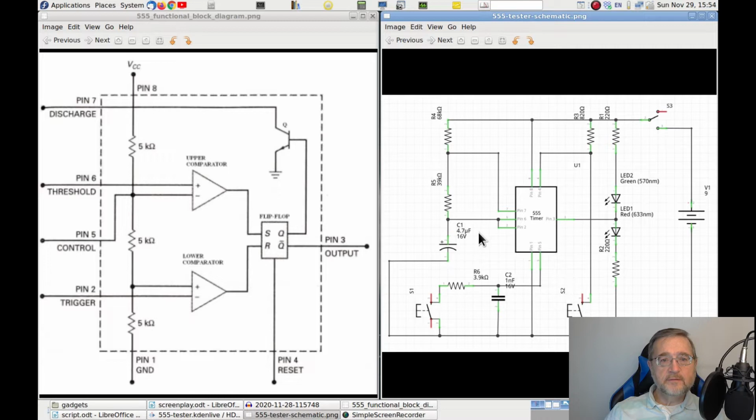Alternatively, we could just force the voltage of pin 5 to assume a value different than the one provided by the three internal resistors, and that is what the push button S1 is there for. Pushing the button, we will add the resistor R6 in parallel to the series of the two 5K internal resistors on the bottom side of the functional diagram, and so we will basically change the reference voltage of both comparators.